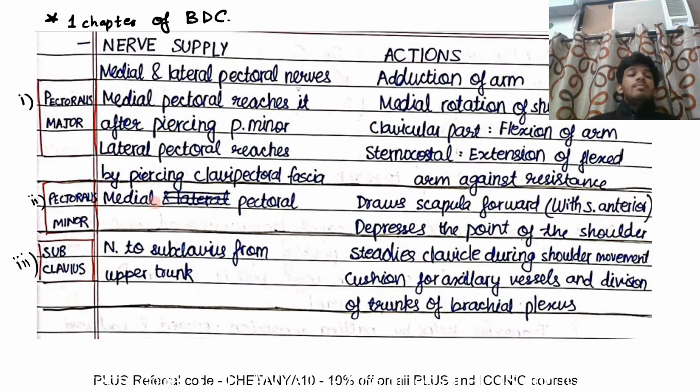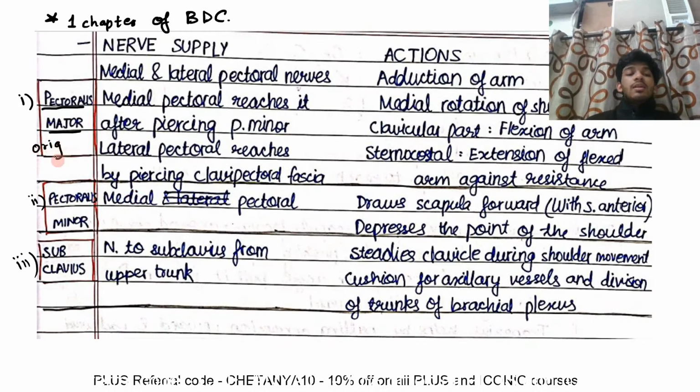Right. So what are the main muscles? The first muscle is the pectoralis major. It's a very important muscle. You have to remember not just its nerve supply and actions. Try to remember its origin and insertion as well. Okay, because it's the first muscle you study. It can be asked, especially in your midterms. Origin and insertion of this muscle is important.